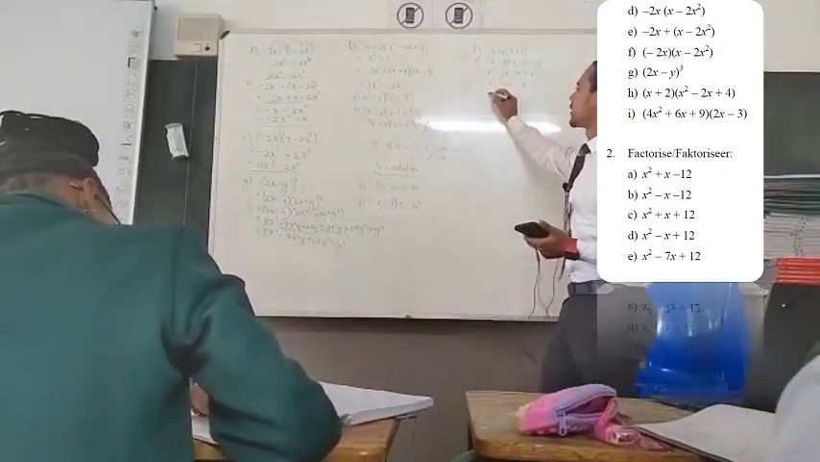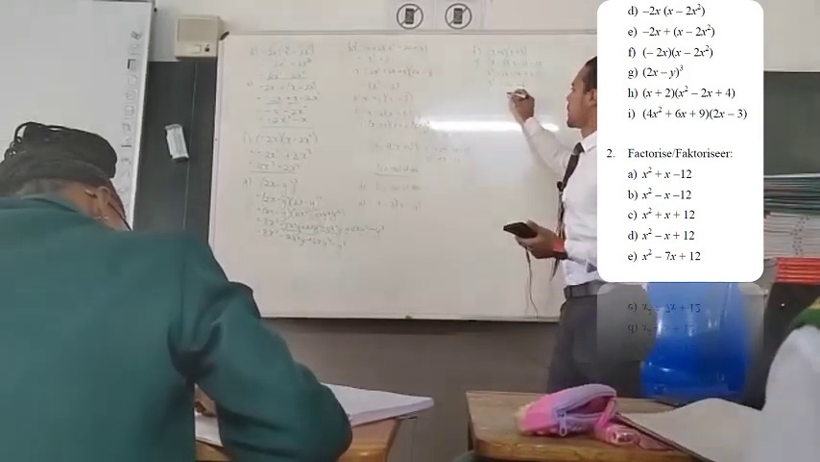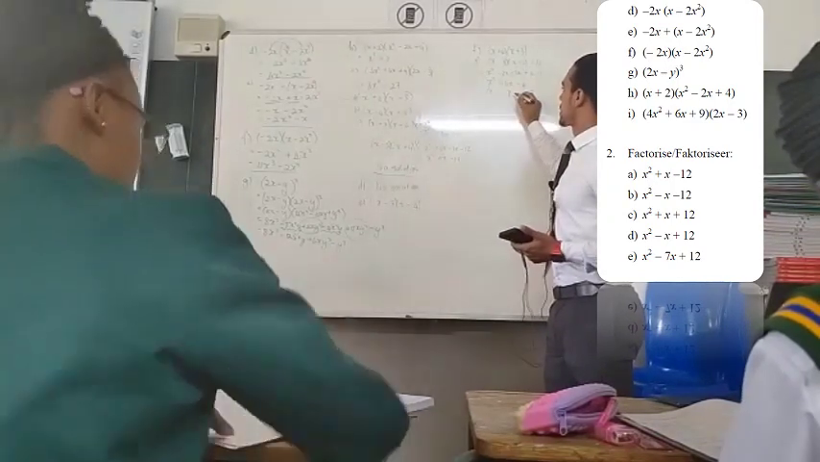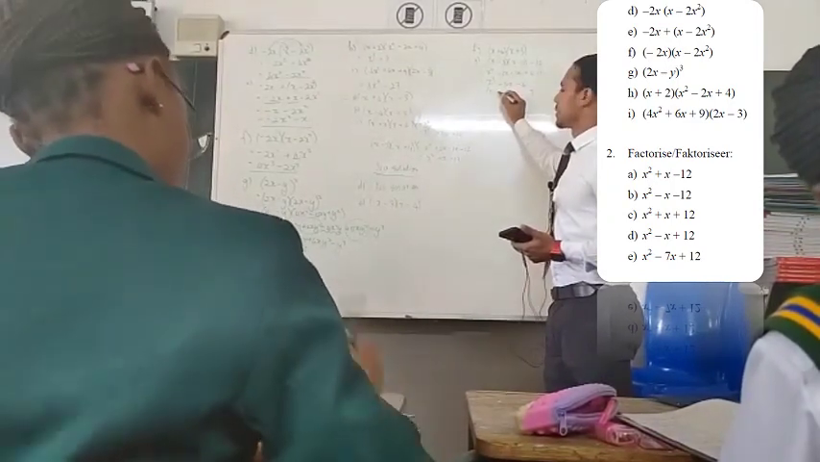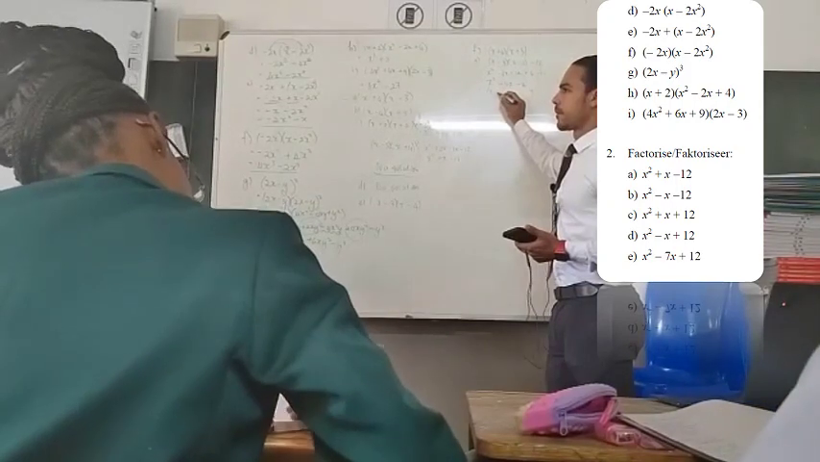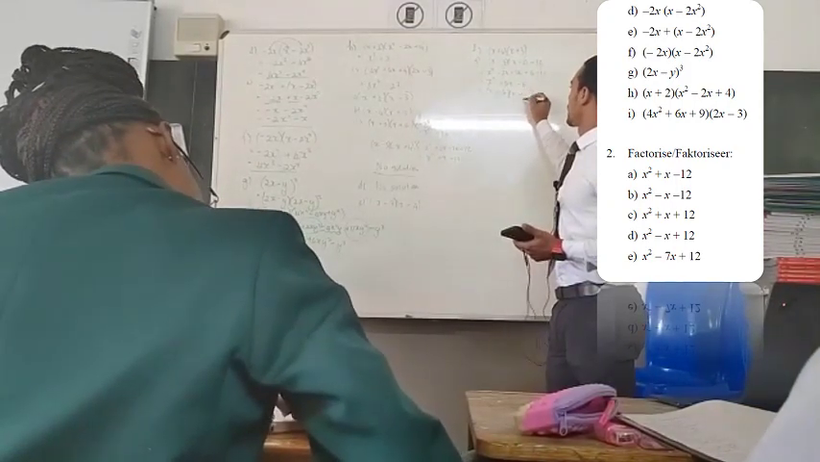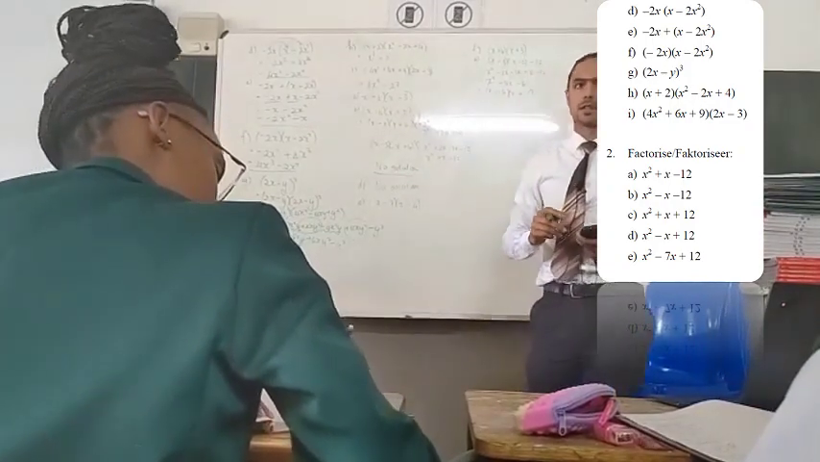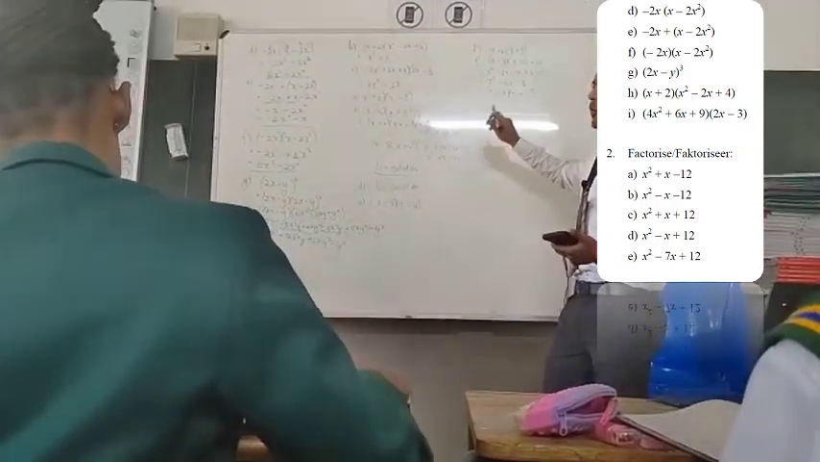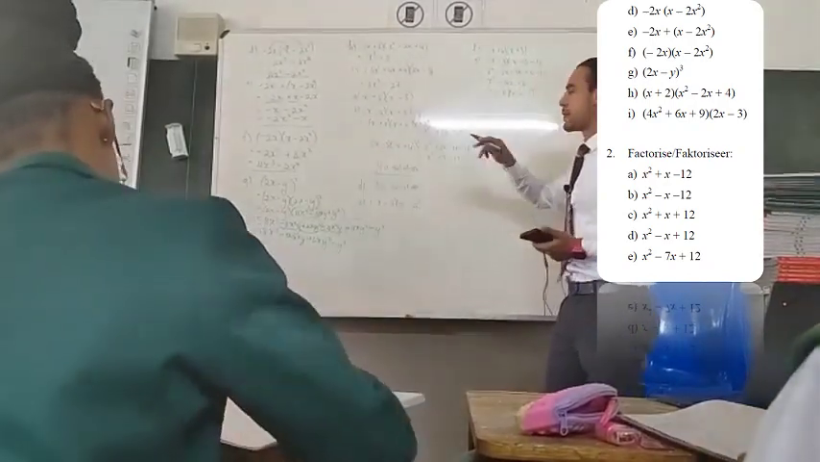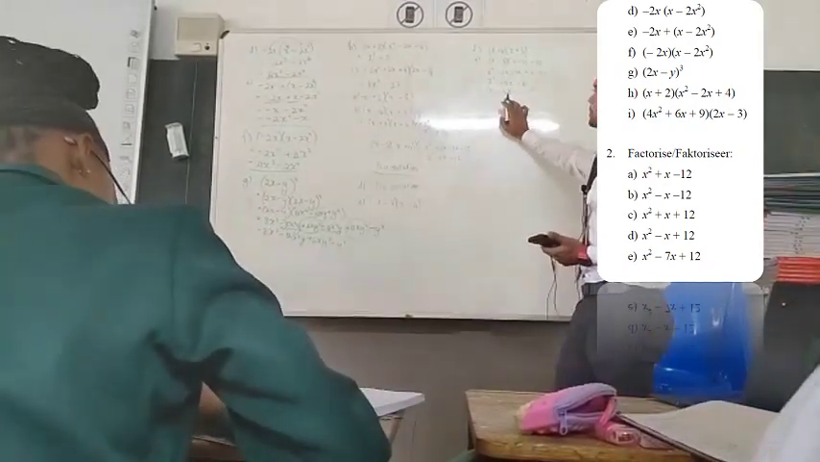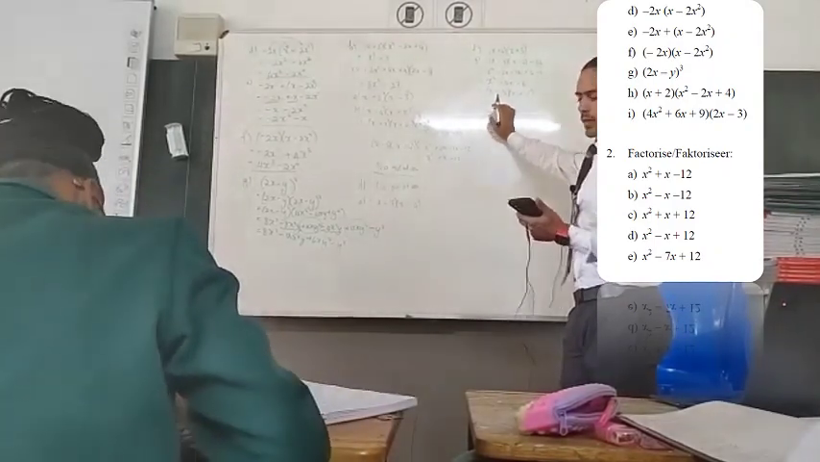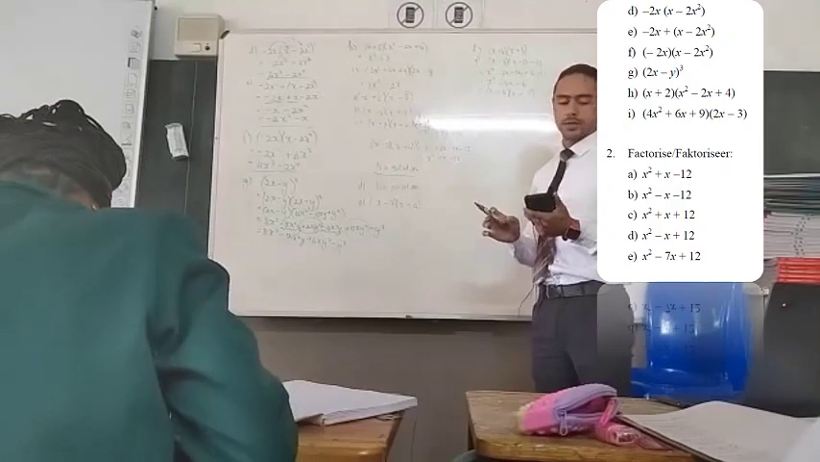Alright, so let's factorize this. If we factorize, we get x and x. So that's going to be minus 6 plus 1. Yes. Alright. Remember, why is it not 3 and 2, Zima? Because after this.